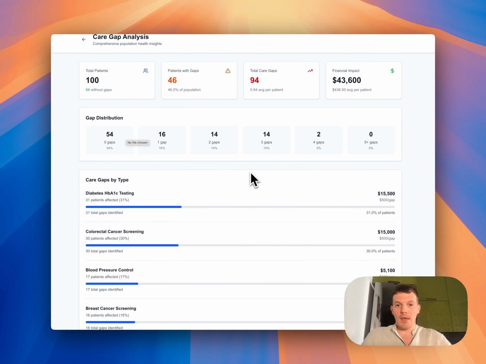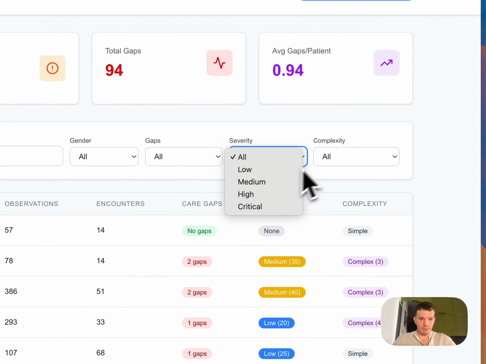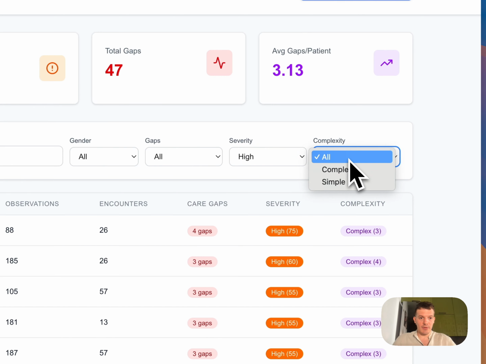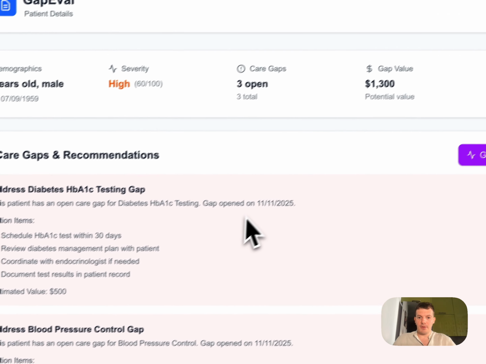For straightforward cases, for example, a single missed screening, the action is clear. But for complex patients with multiple chronic conditions, you can ask AI to generate recommendations. Let me pull up a complex case. So I will choose high severity and complex case, and I will pick this case.